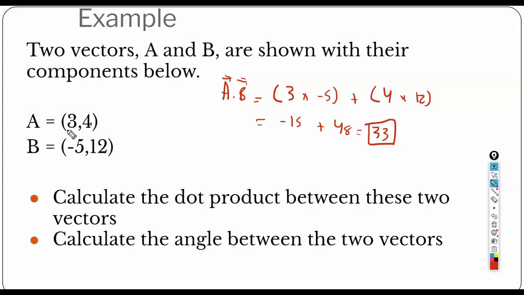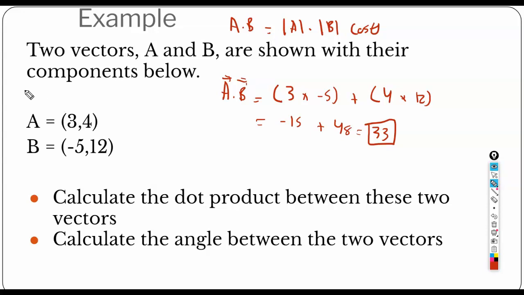That's it. Notice, by the way, again, we start with two vectors and somehow we end up with a scalar. That's just how dot product works. Okay, so the dot product between these is just 33. Now, the second question asks us to calculate the angle between the two vectors. And remember, the equation is A dot B is equal to the magnitude of A times the magnitude of B times the cosine of the angle between them. Okay, so we know that A dot B is 33.